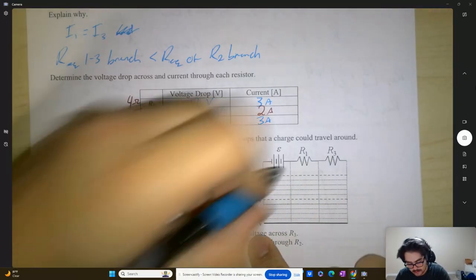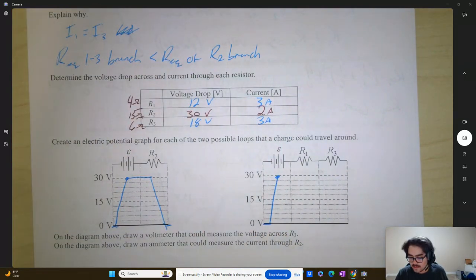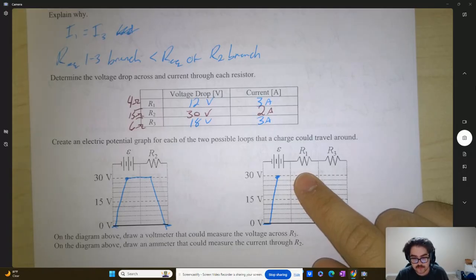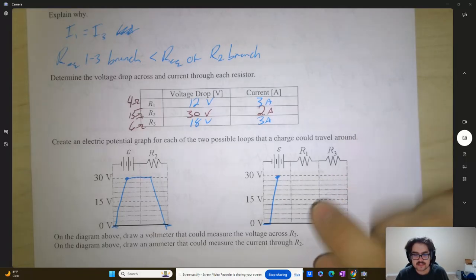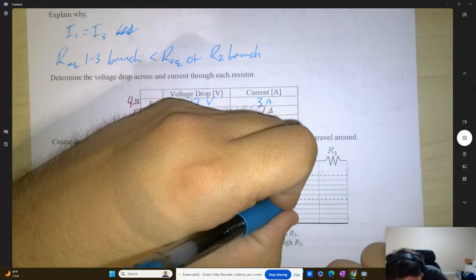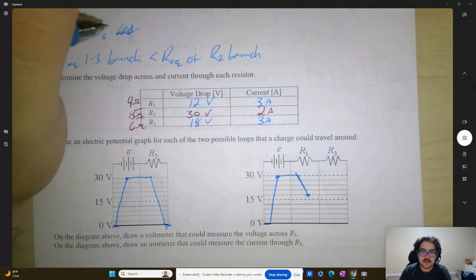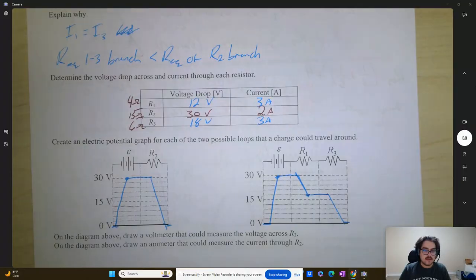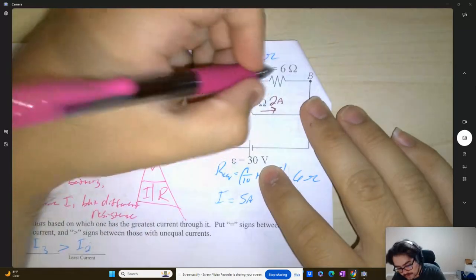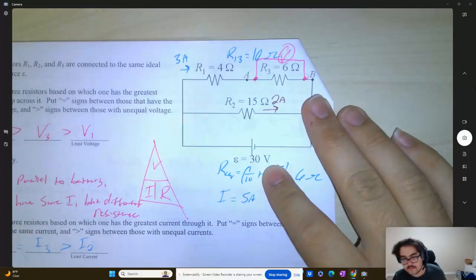For the other one, again, we start out at 30. And then as we go through R1, we lose 12 volts to get to 18. So it should be right about here. And then we will lose the remaining through R3. A voltmeter that can measure across R3, we would just wire it in parallel. We can start it at A and end it at B if we wanted to. We can draw it however else we want. V, boom. That's the voltmeter across that.